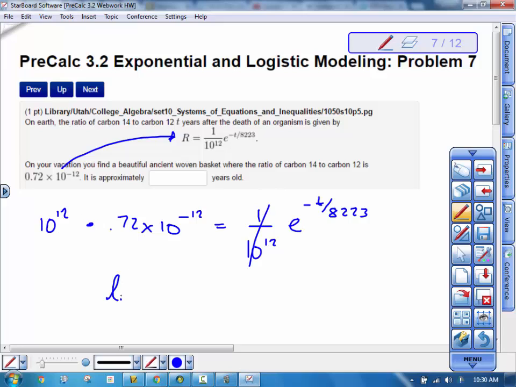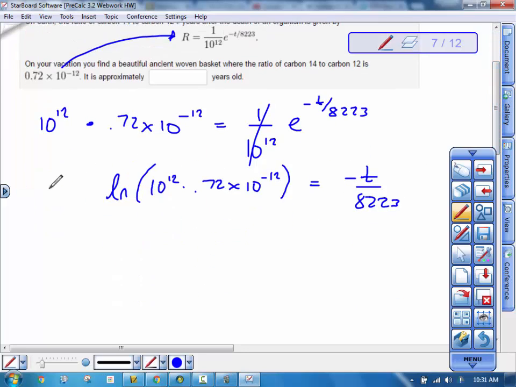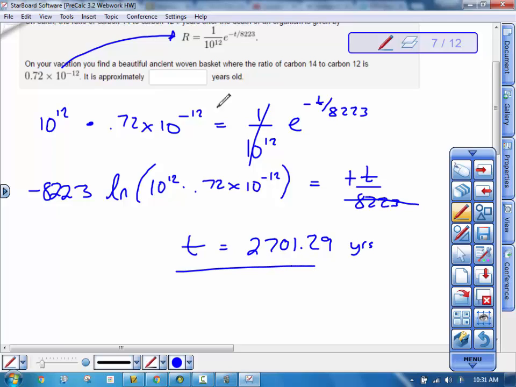We're going to take the natural log of both sides. And this gives us negative t over 8,223. We're going to multiply both sides by a negative 8,223, so that cancels the negative and the bottom over here. So our time is this value right here, which we're going to plug into our calculator, and that gives us 2,701.29 years. I'm not sure how they want this in here. It might be a whole number. It says approximately, so the whole number is probably good enough.